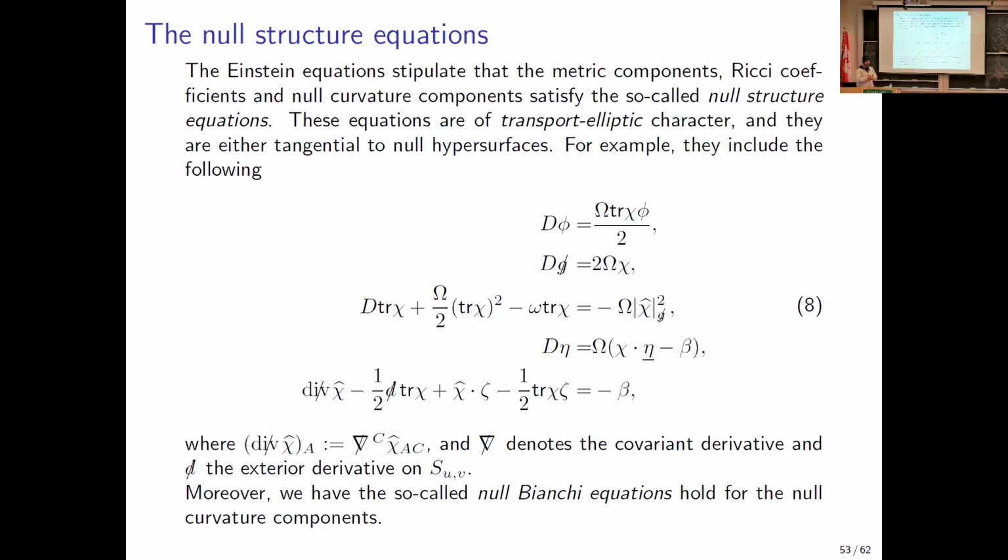At the end of the day, it's a collection of transport and elliptic equations for a system of many components, like 12 components. You start with 12 components on one sphere, 12 components on another sphere. You have equations taking you from one to the other, and you want to know if there is an intermediate object that solves this equation, and you have the given boundary terms at both sides.